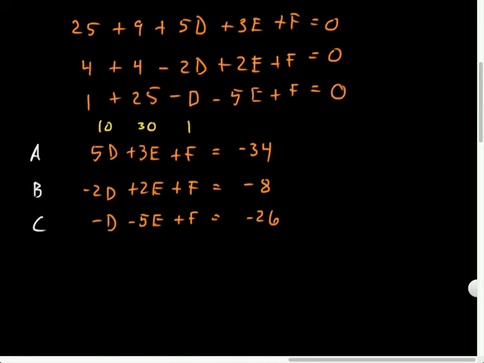So let's see, I think I'll make B and C my negative ones, maybe. So let's figure out what negative B and negative C are, or -1 times B. You know what I'm saying. Negative b is going to be positive 2d minus 2e minus f equals positive 8. And negative 1 times c is going to be positive d plus 5e minus f equals positive 26.